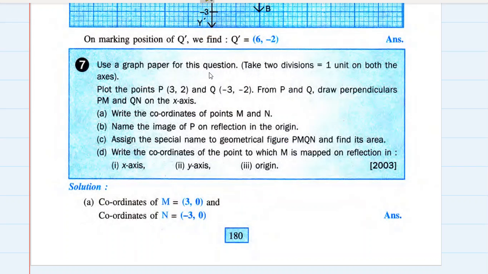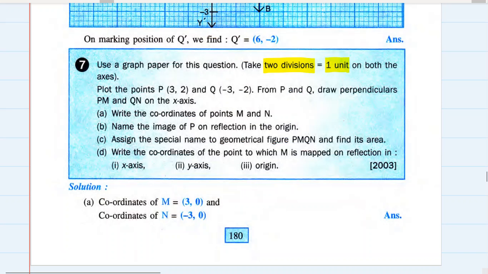In some cases, they will not tell you, but in the cases where you cannot use a direct formula, you must use graph paper. Okay, here they have taken 2 divisions is equal to 1 unit on both the axes. What do you mean by 2 divisions is equal to 1 unit?